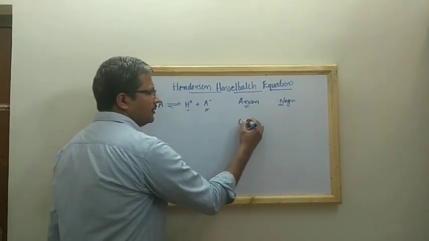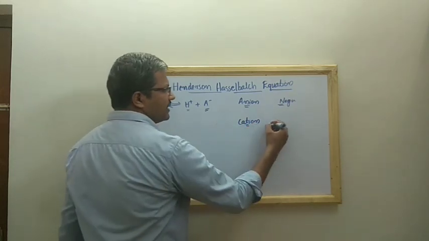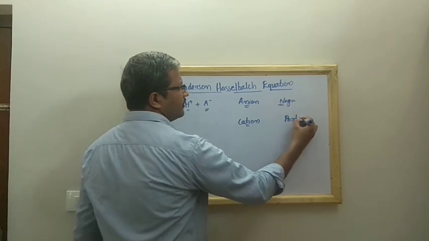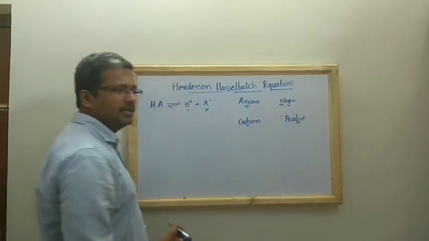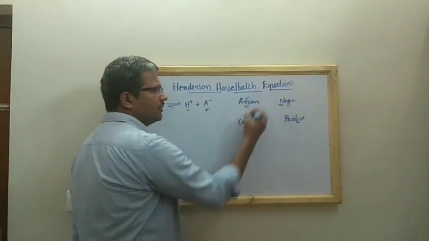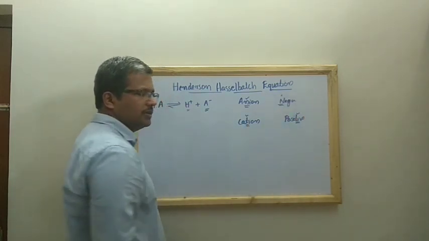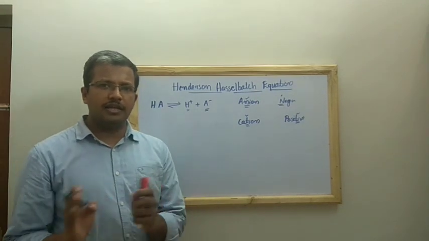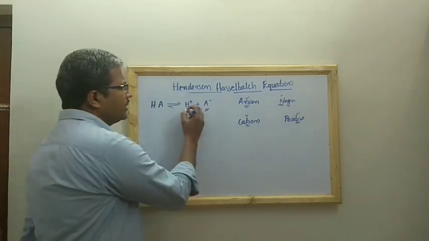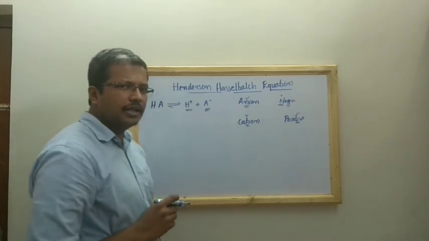Now cation. In cation you can see the t, which is the positive sign. So it is easy to remember anion and cation. You can put this n with the negative and consider the t as the positive. So anion negative, cation positive. In that way you can relate. So the H plus ions are cations and A minus is actually anions.